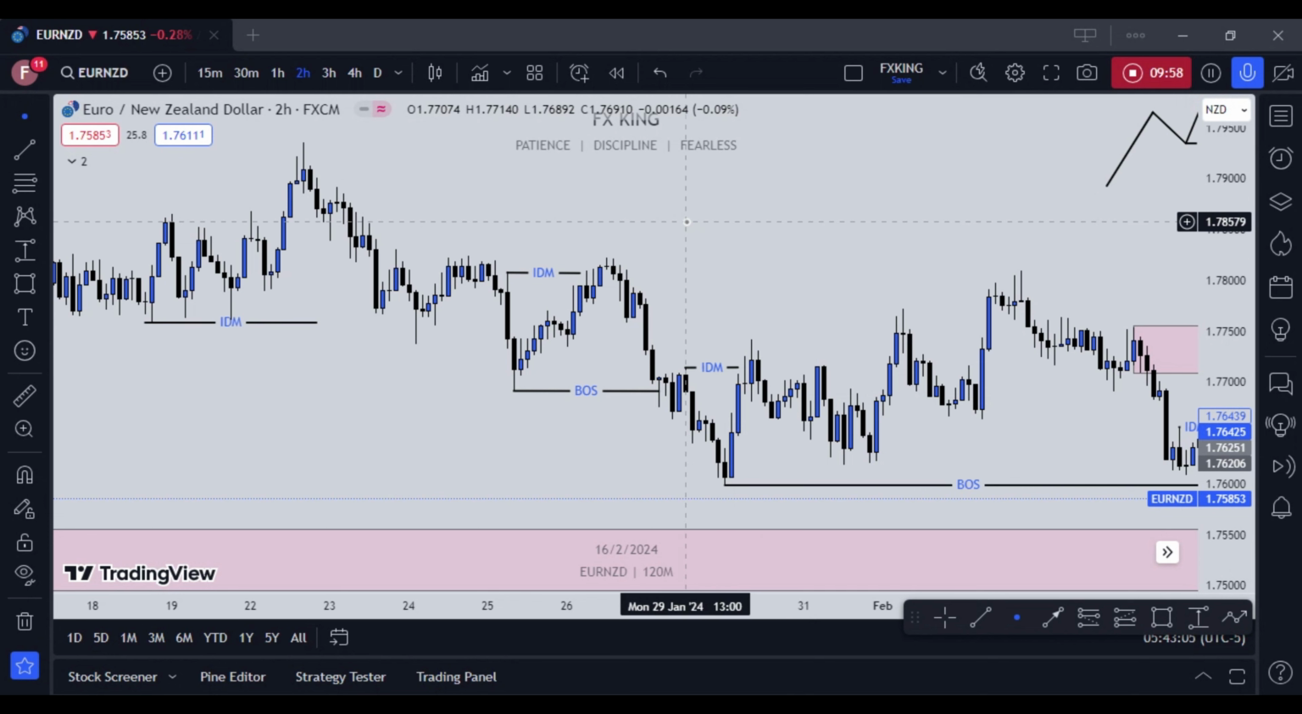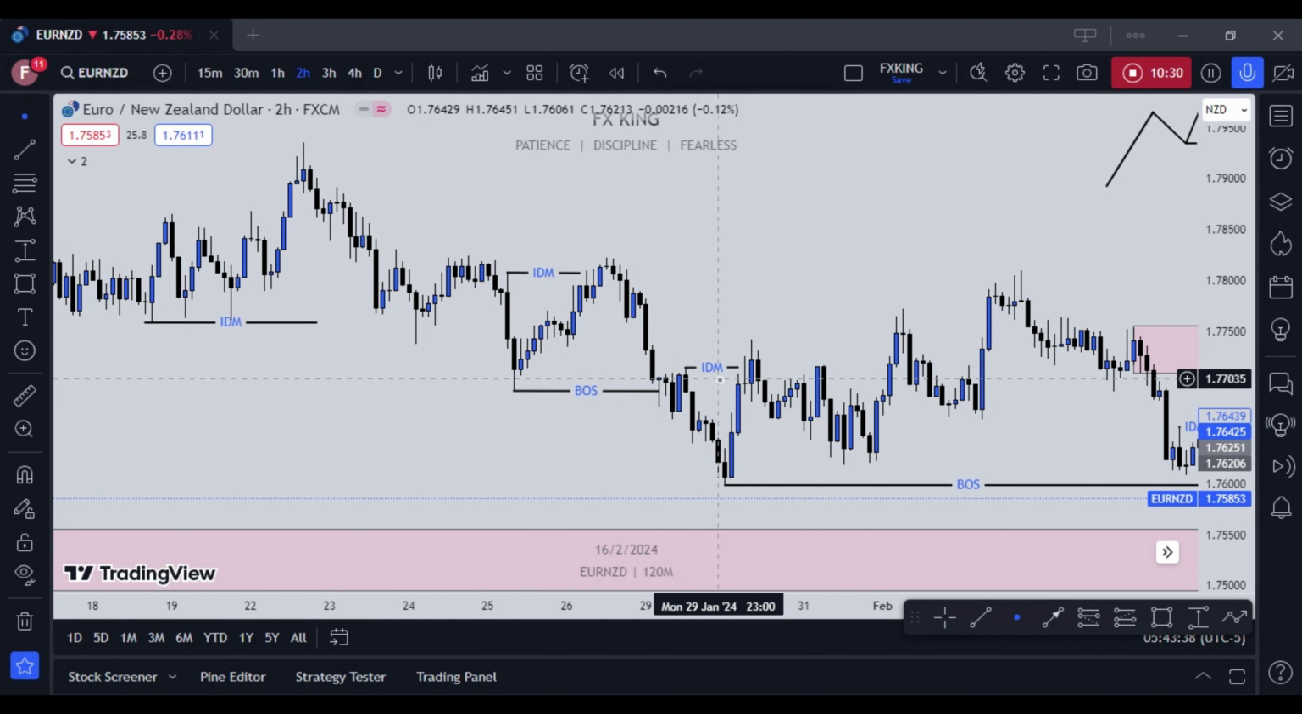Okay, so we have this structure here. We have this bearish market here on Euro New Zealand dollar. Starting from here, we have this downtrend. Now, what you can see is that on this level here, we have our first inducement. After price takes out this inducement, price drops, creating our valid break of structure as we saw in the example.